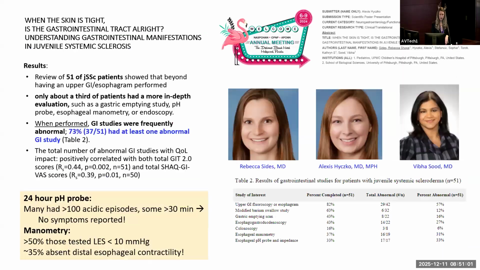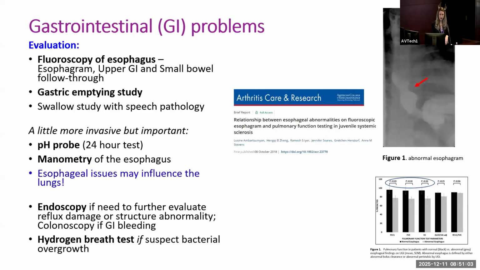So these are the initial tests that I usually recommend: an esophagram and a gastric emptying study. Those 2 are non-invasive, and they're going to show you at least some degree of dysfunction in the esophagus and the stomach, which are the main organs initially affected in scleroderma for the GI tract. And then if they're having any dysphagia, or they feel like food is coming up, we can also do a swallow study with speech pathology. More invasive, but pretty important.